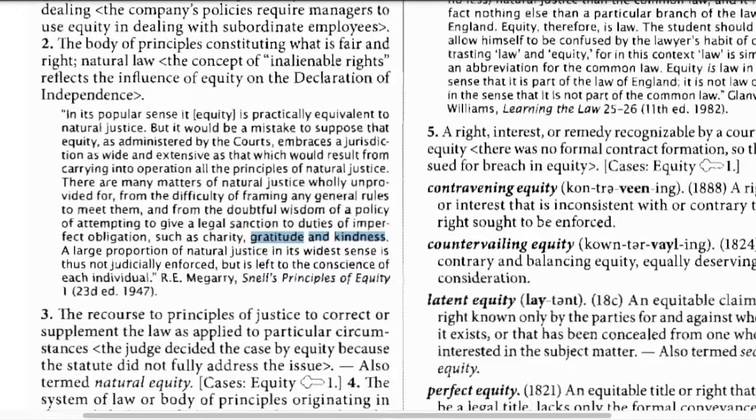Look at that. So there are many matters of natural justice wholly unprovided for, from the difficulty of framing any general rules to meet them, and from the doubtful wisdom of a policy of attempting to give legal sanction to duties of imperfect obligation. Imperfect obligation, such as charity, gratitude, and kindness. That's called imperfect obligation. A large proportion of natural justice, in its widest sense, is thus not judicially enforced, but is left to the conscience of each individual.